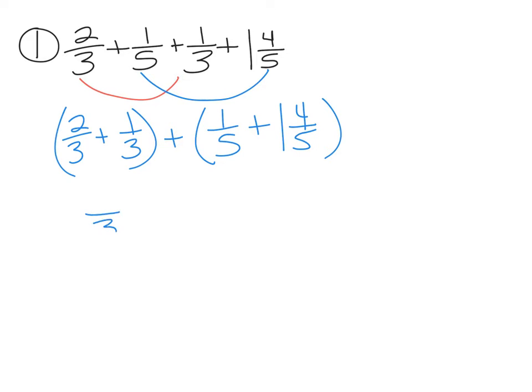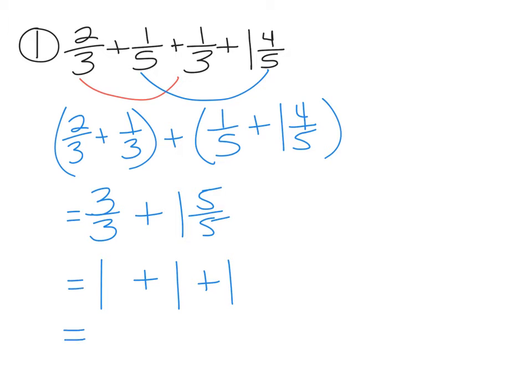Well, I have thirds. 2 plus 1 is 3. All right. So 3/3 plus, hey, guess what? That's 1. All right. 1/5 plus 1 4/5. Well, that's 1, and 1 plus 4 is 5. 5/5. Ooh, so that's 1 plus 1. So 1 plus 1 plus 1 is equal to 3 wholes. So 2/3 plus 1/5 plus 1/3 plus 1 4/5 is actually equal to 3 wholes. Make sure you showed all your work.